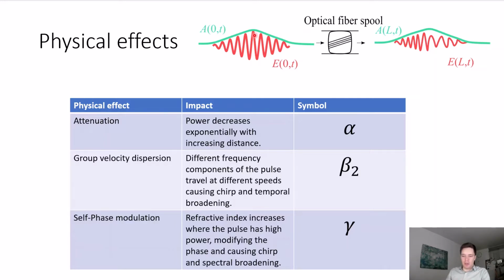Self-phase modulation is a nonlinear effect, which causes the refractive index to be locally increased where the intensity of the pulse is very high. For example, the peak part of the pulse here will experience a higher refractive index than the initial part right here, simply because the high power causes the glass to compress a little bit, at least optically, or become more dense. This also means that the refractive index, and therefore the phase shift that the pulse experiences, changes over its duration because the power changes over its duration. That actually modifies the frequency of the pulse and causes it to broaden in the spectral domain.